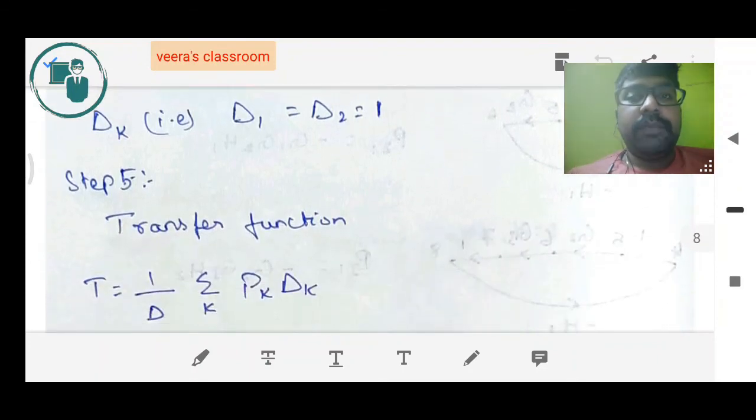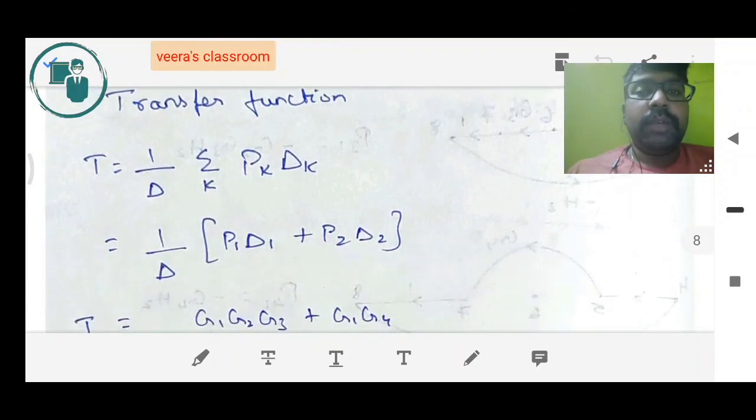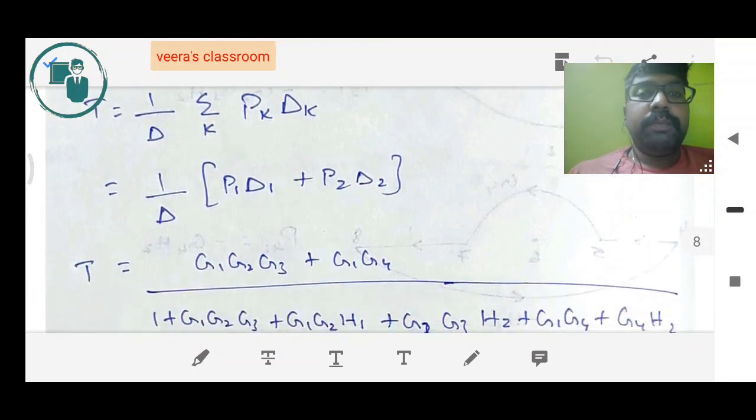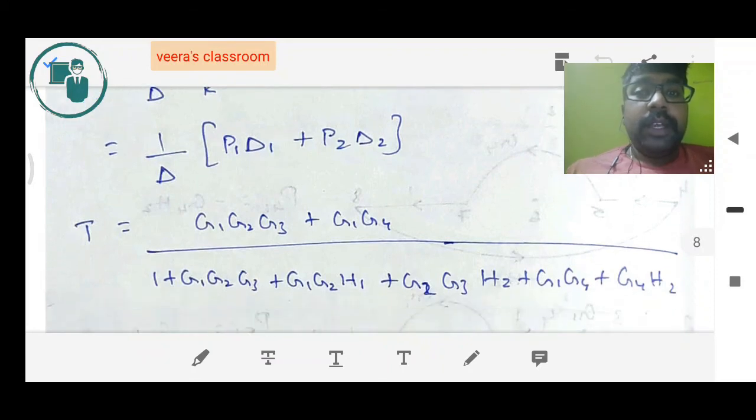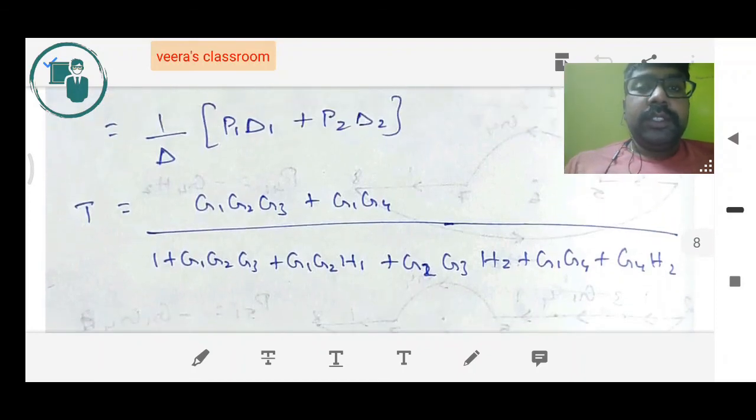So we will move on to the step 5 transfer function. T equal to 1 by del summation k pk del k. When we expand the summation, it is 1 by del, p1 del 1 plus p2 del 2. We will substitute the value of p1 and p2, del 1, del 2. Del 1, del 2 value is 1, so it's most easy. So T equal to G1 G2 G3 plus G1 G4 whole divided by 1 plus G1 G2 G3 plus G1 G2 H1 plus G2 G3 H2 plus G1 G4 plus G4 H2. So with this, this problem gets over.